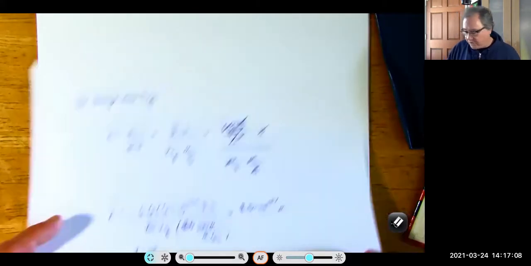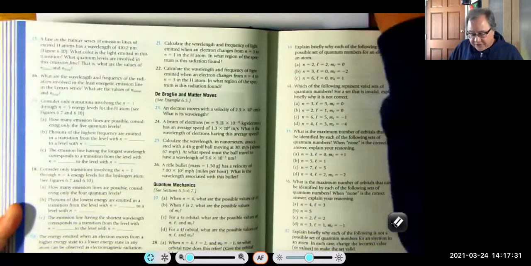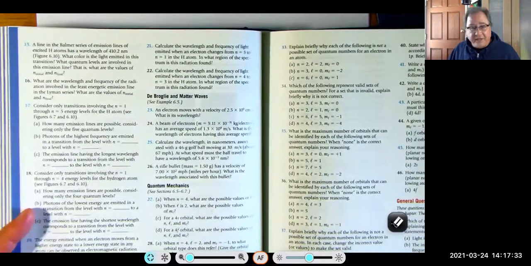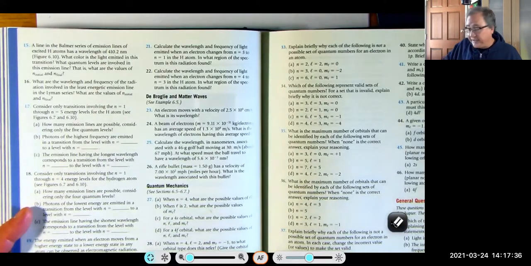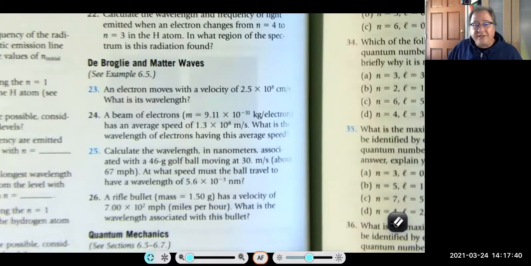Okay, so there is a problem in the book if you want to look at it. I think I do it as an example. But they talk about, I believe they ask about a wavelength of an electron. Here we go. The rest of these are rather silly. Two of these are good and two are silly. So do you see the silly ones?